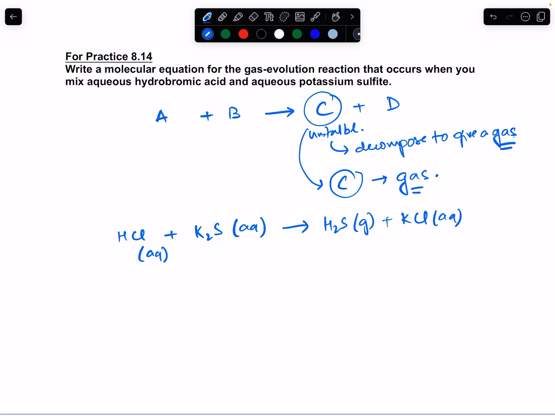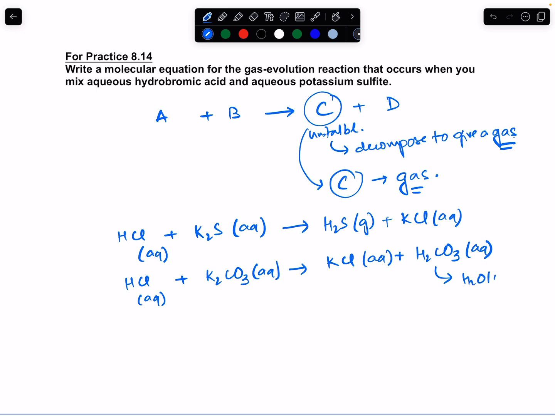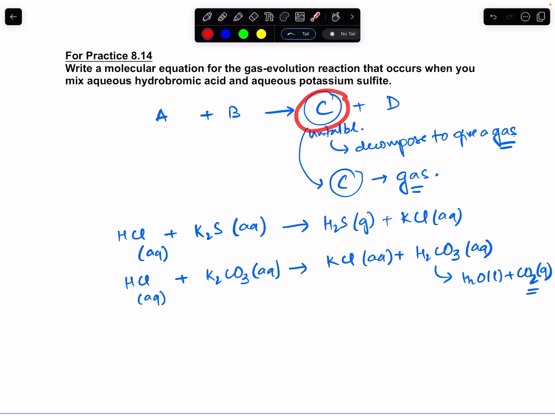Another scenario we can find is if you take the same HCl aqueous and react that with K2CO3. Now it forms KCl plus H2CO3. And whenever you see this compound H2CO3, it turns out this compound decomposes very quickly to form H2O plus CO2. CO2 is a gas, and that is an example of the first kind that we mentioned, where the C is unstable, it decomposes to give a gas.